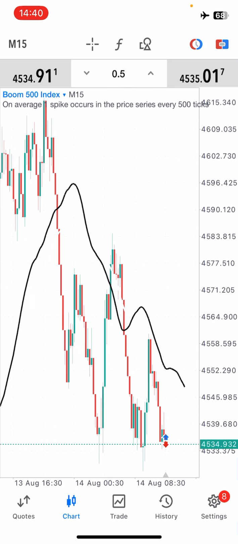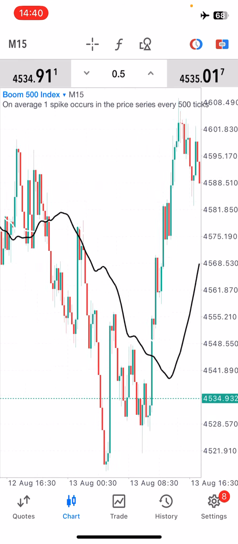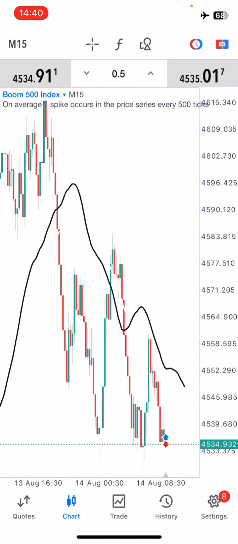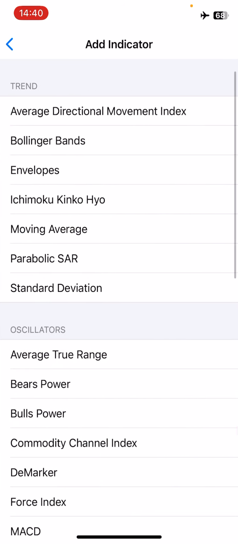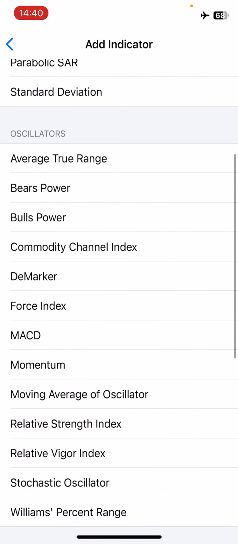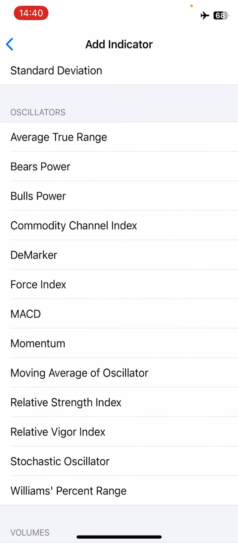Okay, so if I click done, I should have a black line running across my charts, and you see it right there, that was our first indicator. Our second indicator, and definitely the final one, going back to my indicator section, I'll click where it says main window, and then I'll look for the commodity channel index, or the CCI.